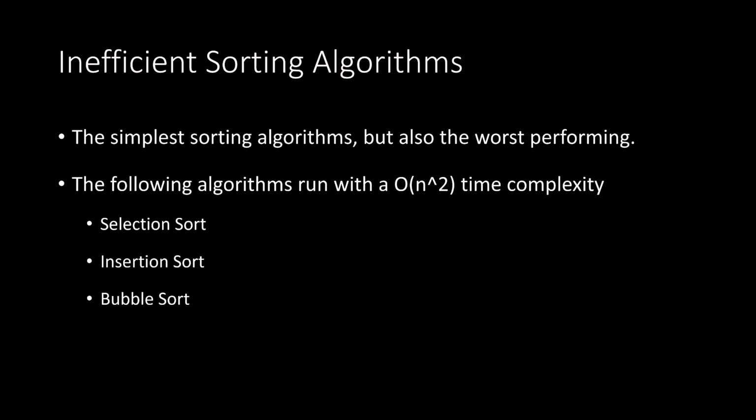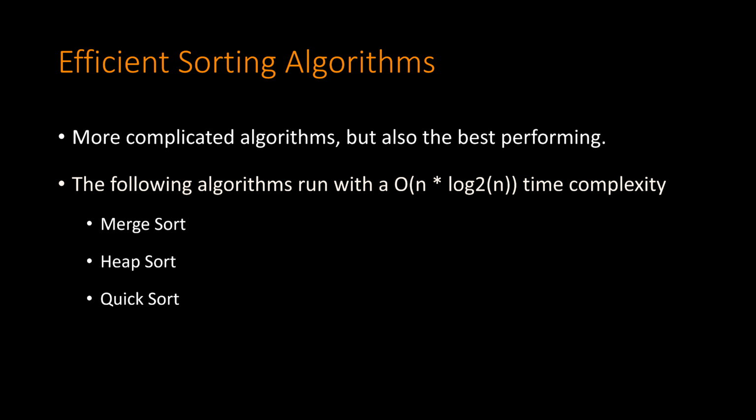Okay. Moving on, let's talk about some inefficient sorting algorithms. The simplest sorting algorithms, but also the worst performing, are the following: selection sort, insertion sort, and bubble sort. All of these run in big O of n squared time complexity. So try to remember these are the inefficient ones. And then the efficient ones are merge sort, heap sort, and quick sort. They're also the most complicated, and they run in big O of n log n.